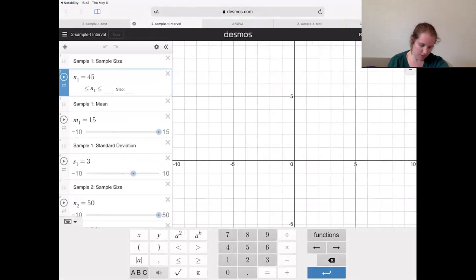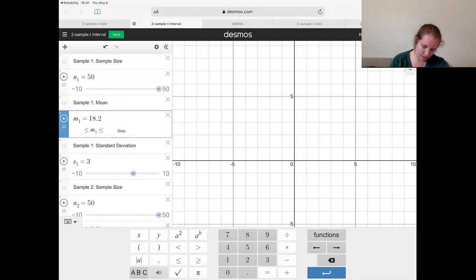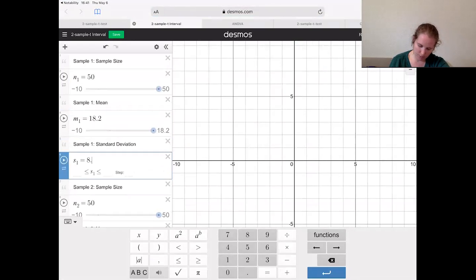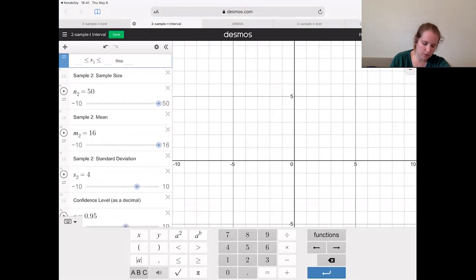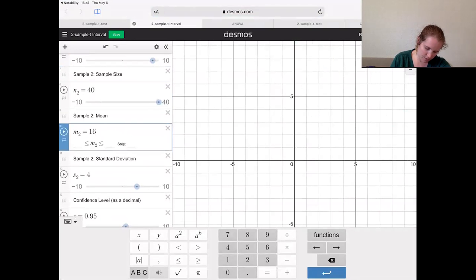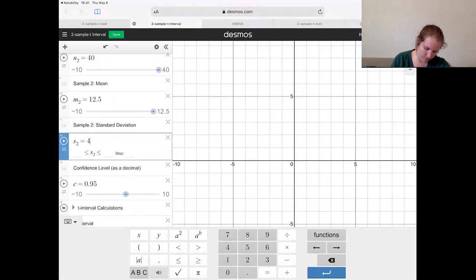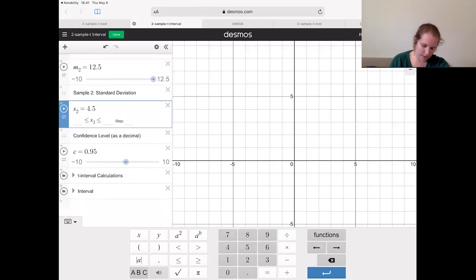Our population 1 sample size was 50. The sample mean was 18.2, and the sample standard deviation was 8.3. For population 2, we had a sample size of 40, a mean of 12.5, and a standard deviation of 4.5. We are looking at a confidence level of 95%, as a decimal, that is 0.95.